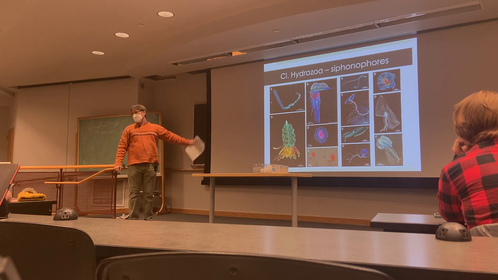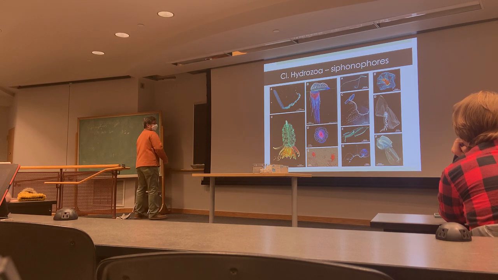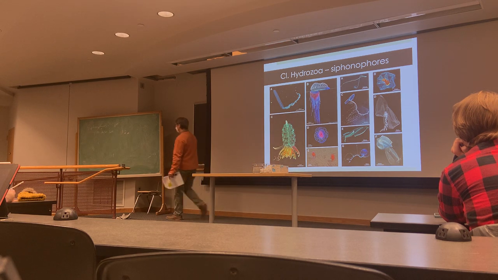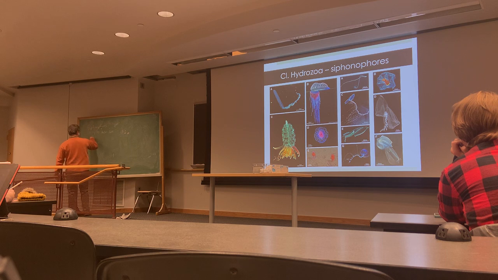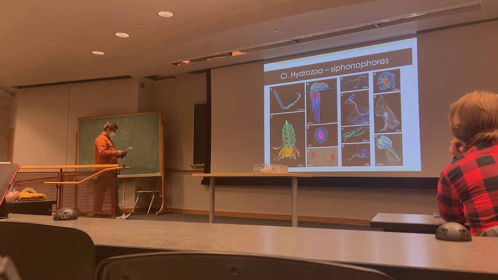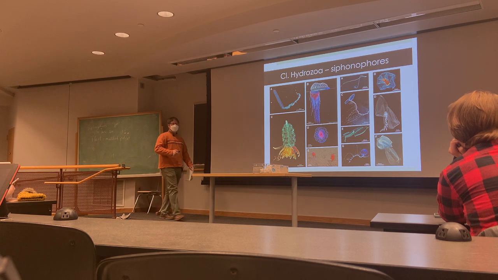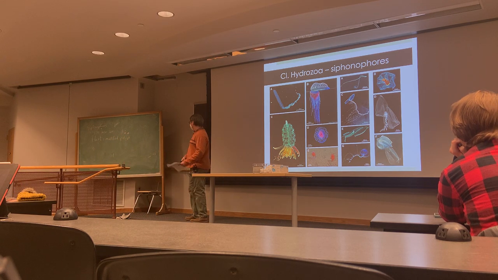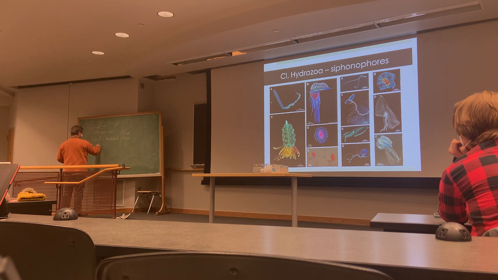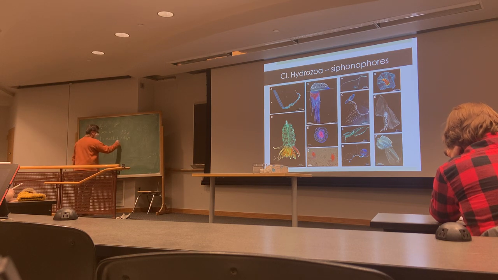The float of a siphonophore, you see in some of these, is a modified polyp, presumably, a quite enlarged polyp. And the different individuals, the different zooids, have different functions.